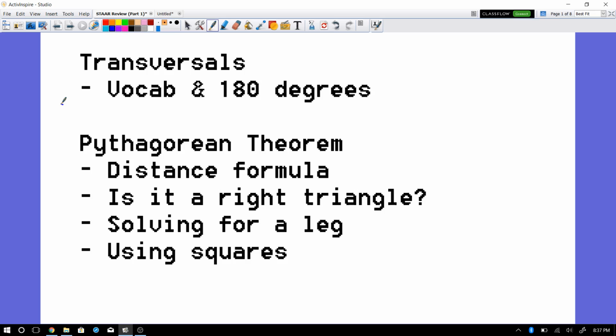degrees. Then for the second part, all the variations of Pythagorean theorem, which is going to involve the distance formula, which is when you're given a line on the coordinate plane, how far is it from one point to another? And then the question of verifying if it's a right triangle. Then solving for a leg, which would be A or B. I feel like you're pretty good at solving for C. And then using squares to determine a missing side length or verify the existence of a right triangle.